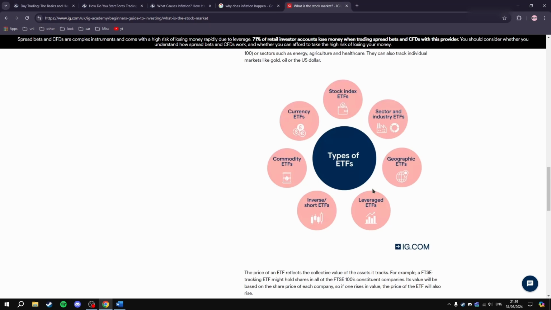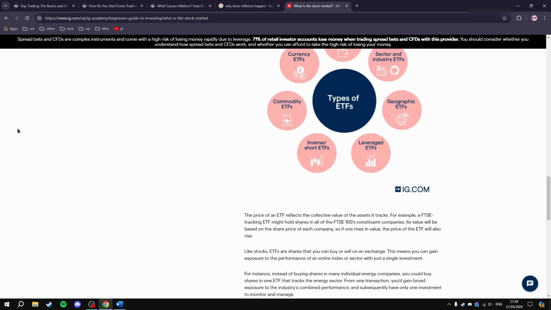Types of ETFs: stock index ETFs, sector and industry ETFs, geographic ETFs, leveraged ETFs, inverse/short ETFs, commodities ETFs, currency ETFs. So lots of ETFs available.